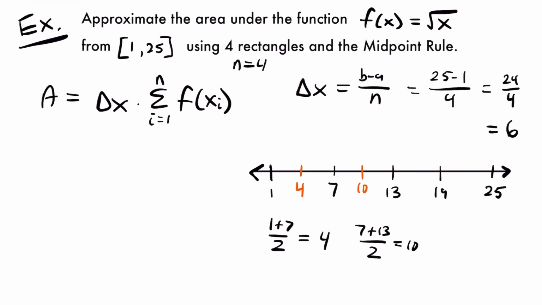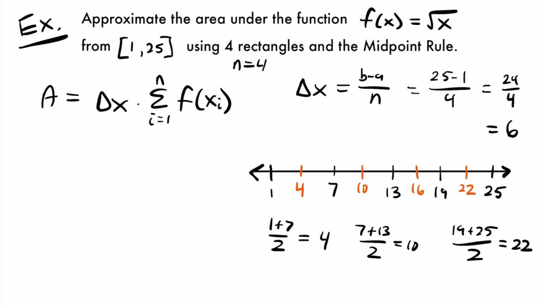And then for our next subinterval, we will have 13 plus 19 divided by 2. And 13 plus 19 is going to be 32. And so if we divide that by 2, that will be equal to 16. And so our next midpoint is 16. And I didn't leave myself enough space for our last one, so let me just erase this one here. And we will add 19 plus 25 divided by 2 to get our midpoint for our last subinterval. And 19 plus 25 is 44. And so 44 divided by 2 is equal to 22. And so our last midpoint is 22.